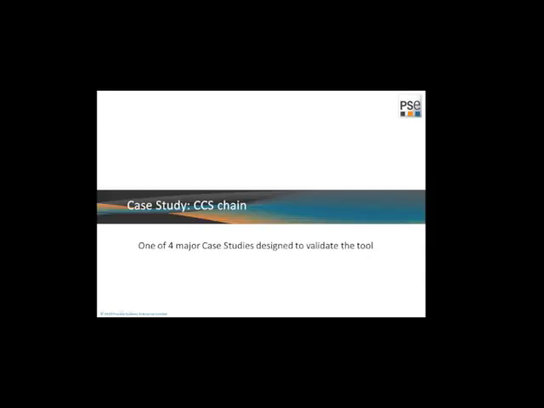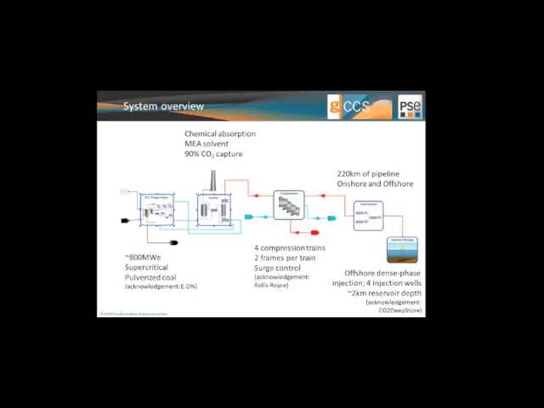Now, moving on to the case study, what can you do with GCCS? I'm going to present the results of one of 4 major case studies that are designed to validate the tool. Let me start with a system overview. We have modeled an 800 megawatt supercritical pulverized coal power plant with the help of E.ON. We designed a chemical absorption plant using a standard MEA solvent designed for 90% CO2 capture, and then coupled it with 4 compression trains where we have 2 frames a train and also all necessary surge control elements.